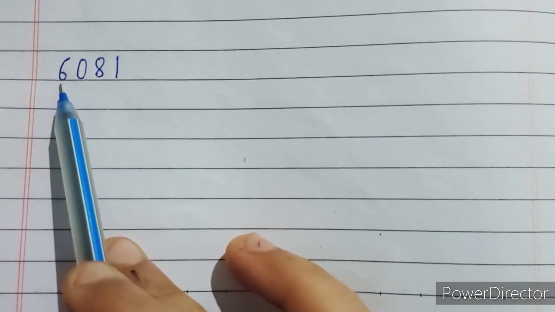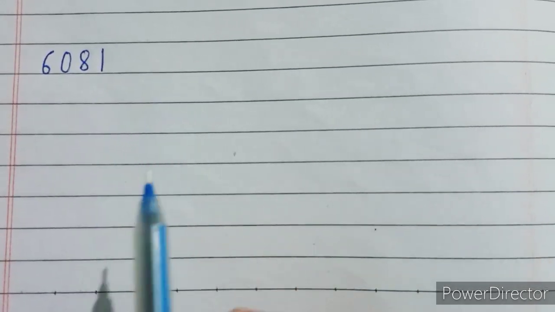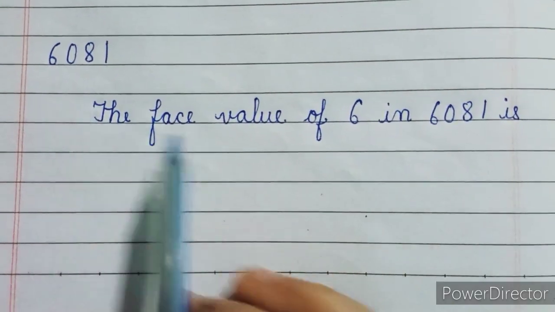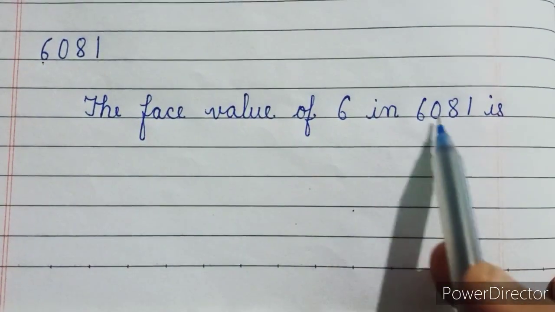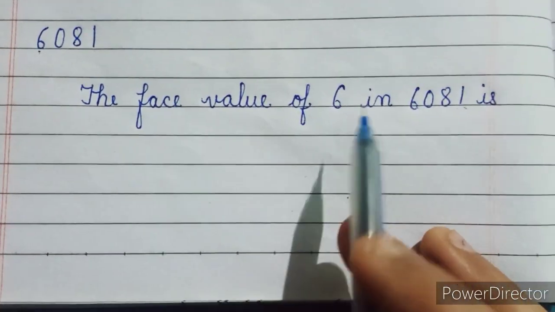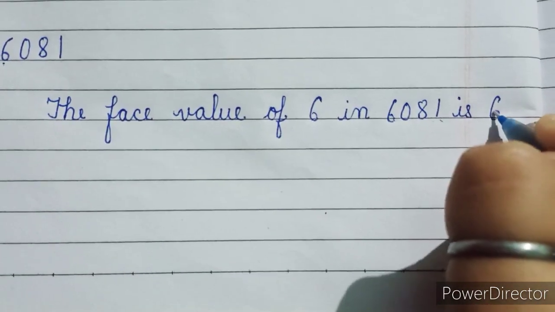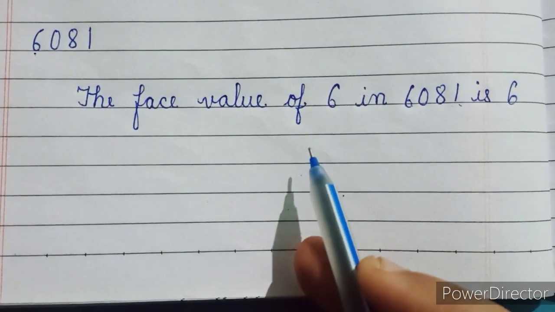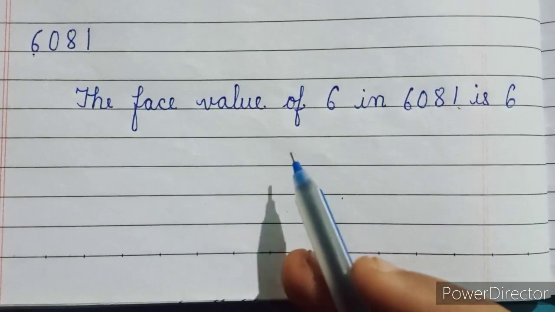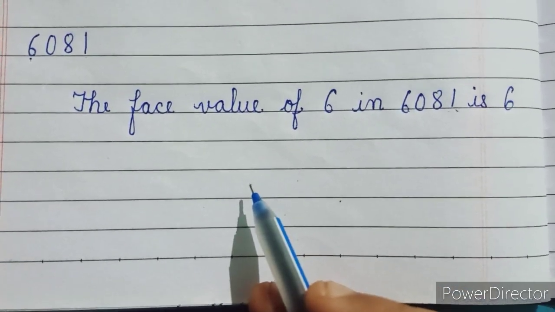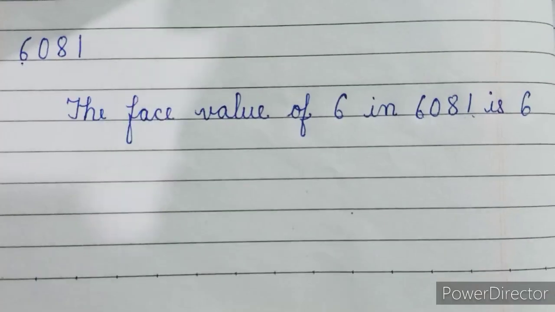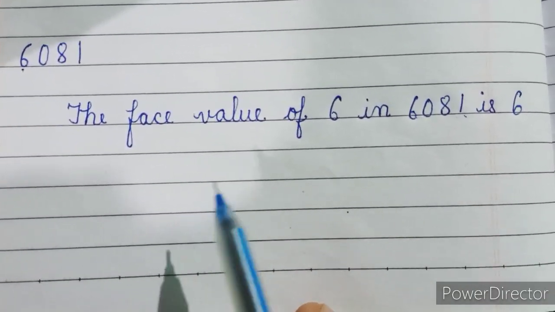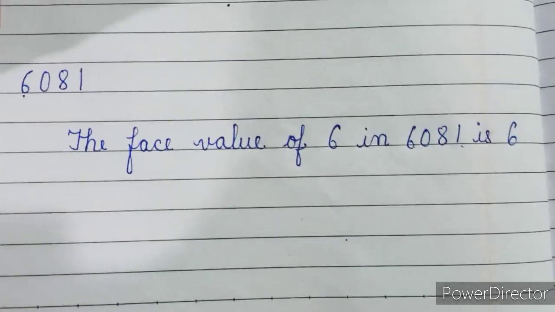Next, another example, 6,081. Children, the face value of 6 in 6,081 is 6, because the face value of a digit in a number is the value of the digit itself. Is that clear, children? Okay. Hope you all understand place value and face value well.